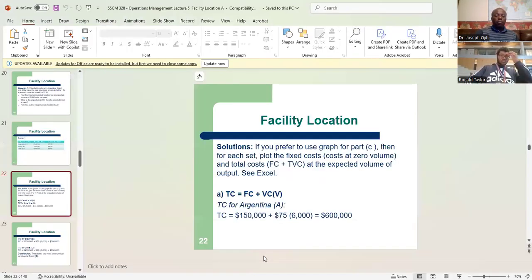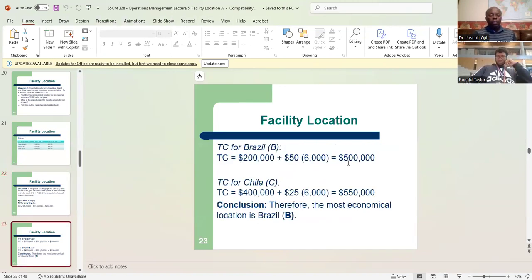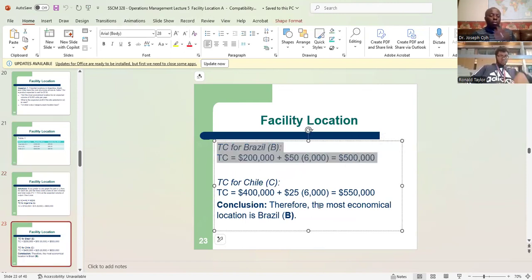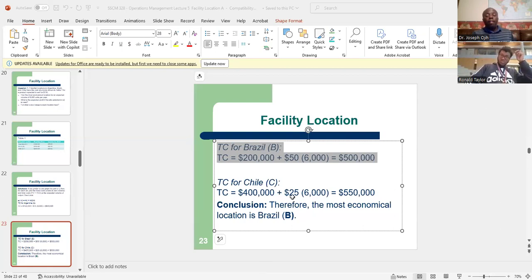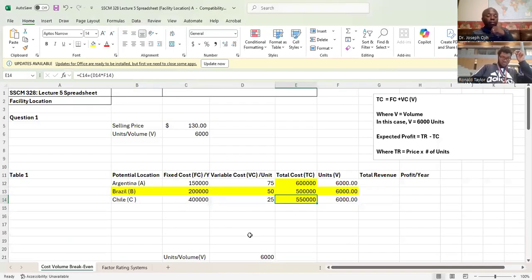You can see right here. This is for Argentina. This is for Brazil. And this is for Chile. I see that Brazil is chosen because it is the most economical location option, because it has the lowest cost. Okay. So you can see it both in the spreadsheet and in the presentation, which is right here.